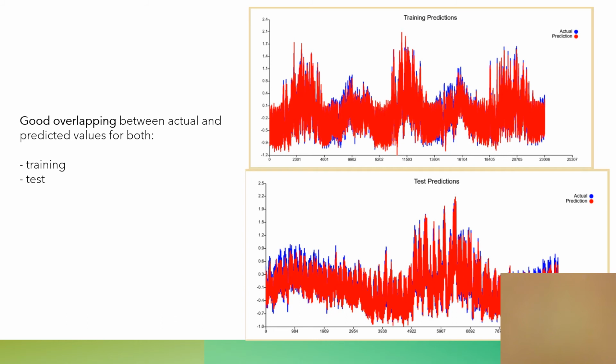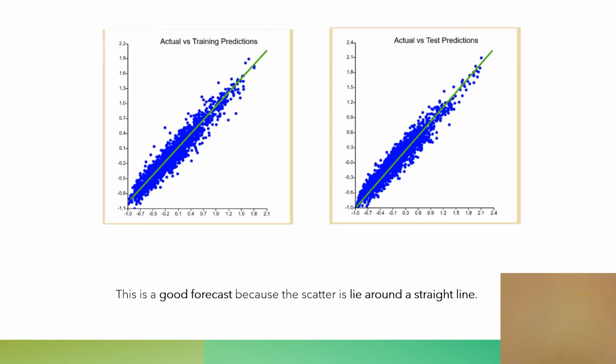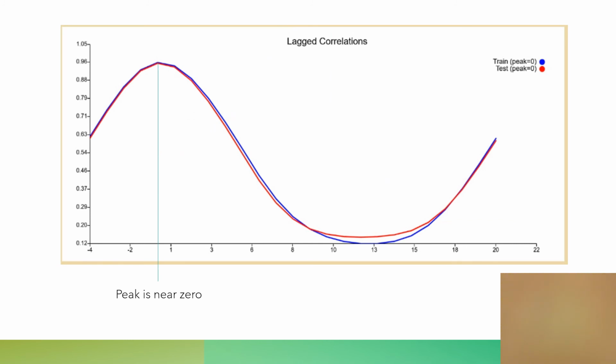We took a look at the training predictions and the test predictions graph. There is good overlapping between the actual and predicted values of both training and test. Next up, we also observed the scatter plots for actual versus training predictions and actual versus test predictions. We see that there is a good forecast. The scatter lies around a straight line. It is quite clear.